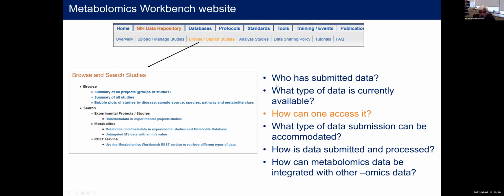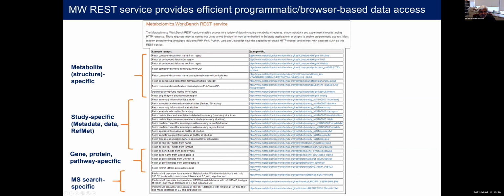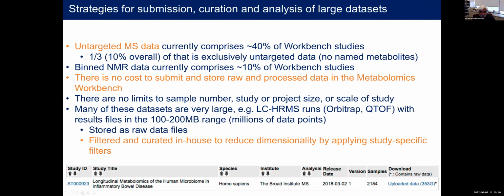How can I access it for searching and browsing data? And how can I access this data? I can do it by using the REST service that Owen developed. And this REST service is very straightforward. The Metabolomics REST service provides you with structure-specific information, metadata information, gene, protein, pathway-specific information, and mass spec search-specific information. So you can get all of this in very easy formats.